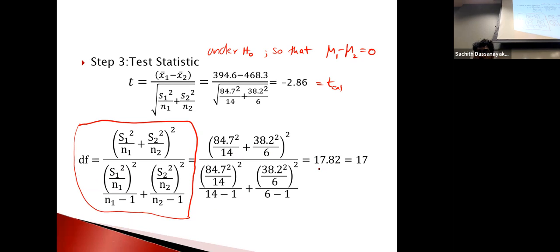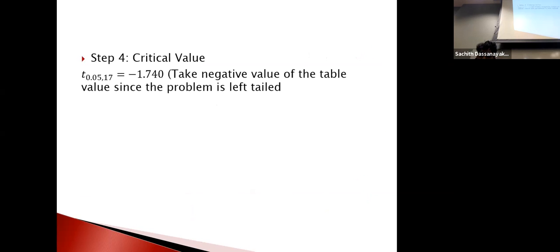Once you calculate, you will get this degrees of freedom, 17.82. As I mentioned, always round down. So your degrees of freedom for this problem is 17. Now you have 17 degrees of freedom. Go to the T table and find your critical value. T alpha comma DF, which means alpha is 0.05, DF is 17. Based on that, you can find your T value, 1.74.